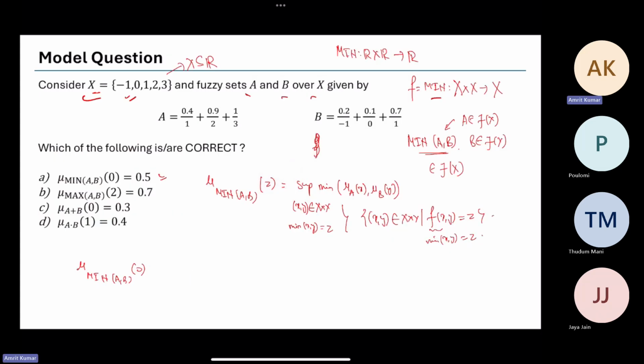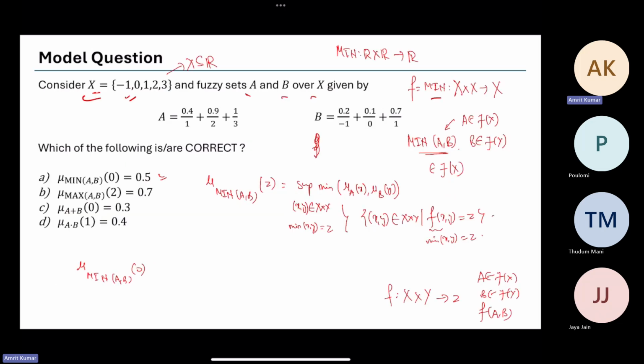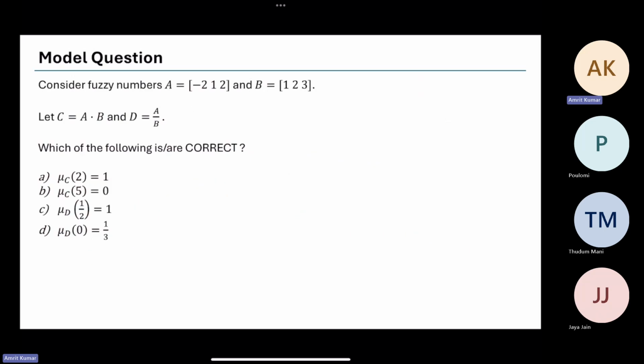So when you have an operation where the domain is the Cartesian product of two sets, and these two sets can be equal, in this case, for example, X and Y were both equal to X. But in general, when you have an operation, a function f from X cross Y to Z, and you are given a fuzzy set A over X and a fuzzy set B over Y, and you want to compute f of A comma B, this is how you go about it. And we have done an example illustrating how to do that. So this concludes the extension principle part.